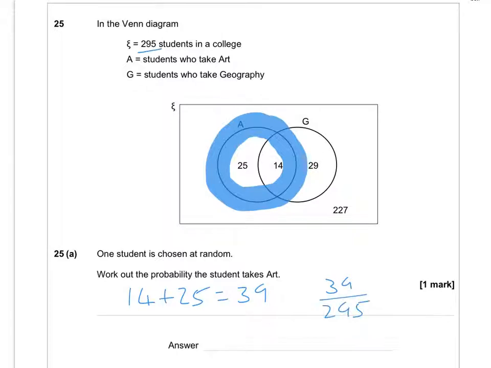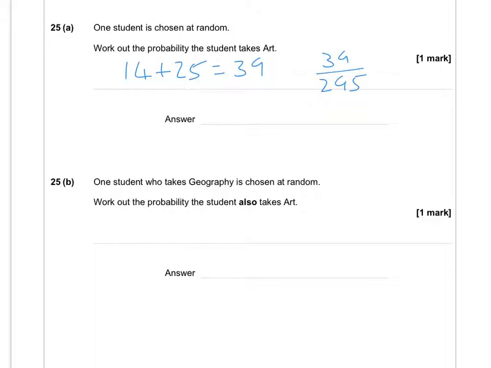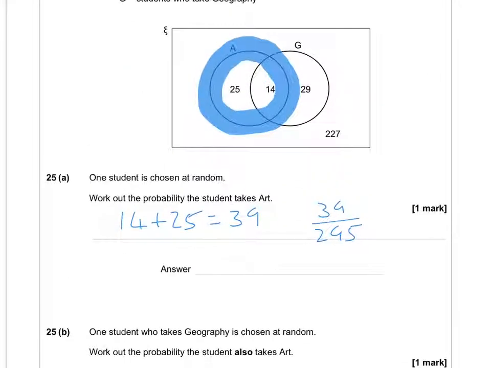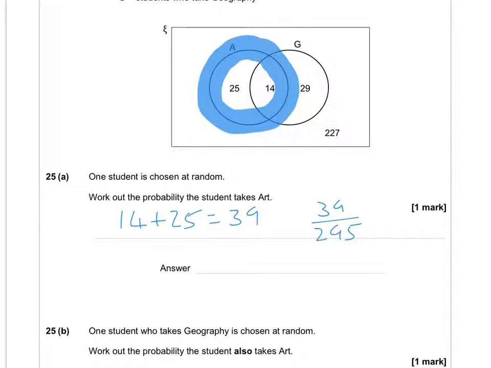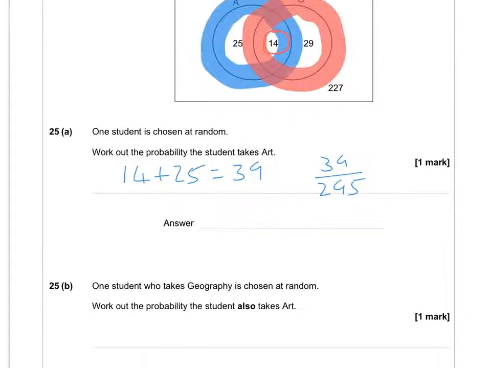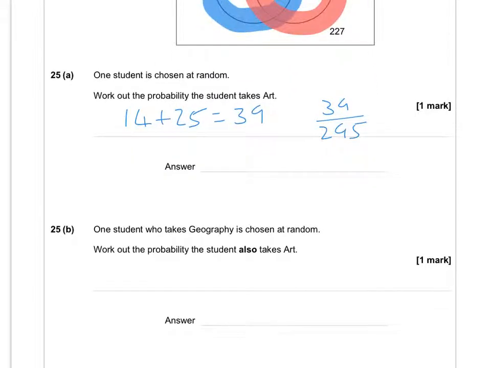The second part of the question is saying that one student who takes geography is chosen at random. Work out the probability that the student also takes art. The students that take geography are these here. So we've got 14 plus 29, which is 43 students altogether. And the students who take art as well are these people in the middle. So we've got 14 out of the 43 students.